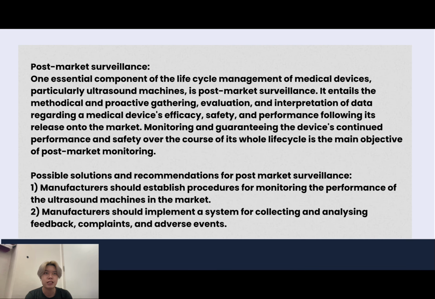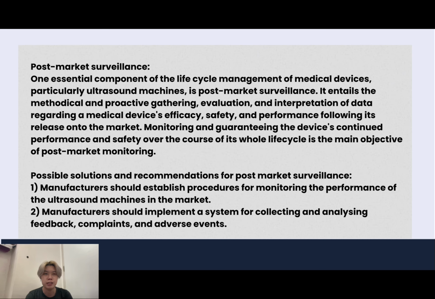Next, we have post-market surveillance. One essential component of the lifecycle management of medical devices, particularly ultrasound machines, is post-market surveillance. It entails the methodical and proactive gathering, evaluation, and interpretation of data regarding a medical device's efficacy, safety, and performance following its release onto the market. Monitoring and guaranteeing the device's continued performance and safety over the course of its whole life cycle is the main objective of post-market monitoring.